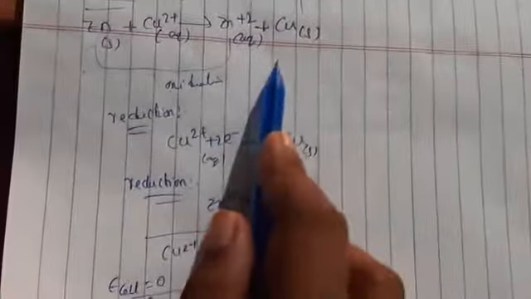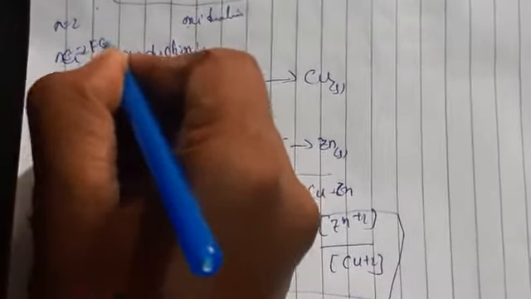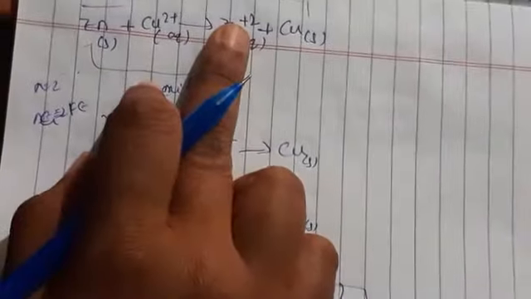If you take the above reaction with Zn2+, automatically n is equal to 2. So delta G is equal to minus 2FE. Why? Because 2 electrons are transferred for both of these. So 2 electrons were given.